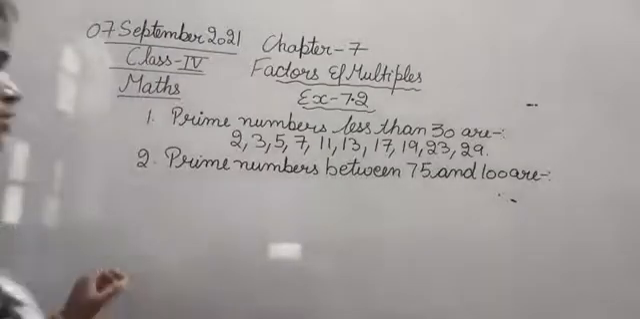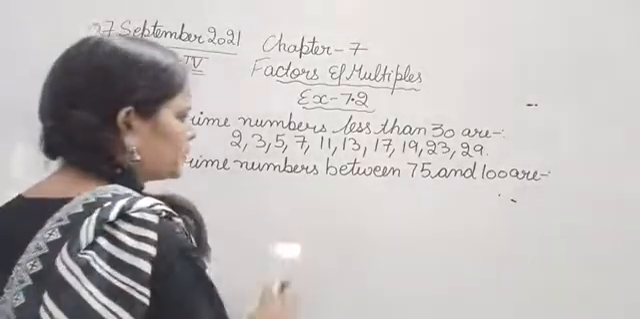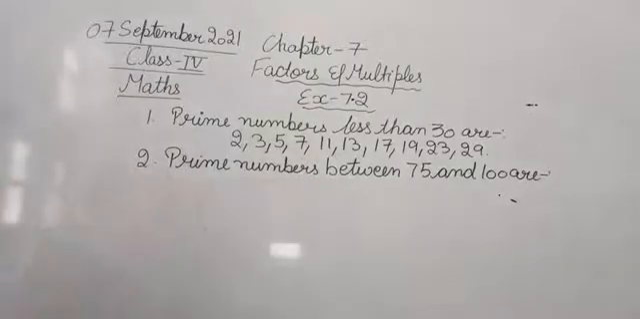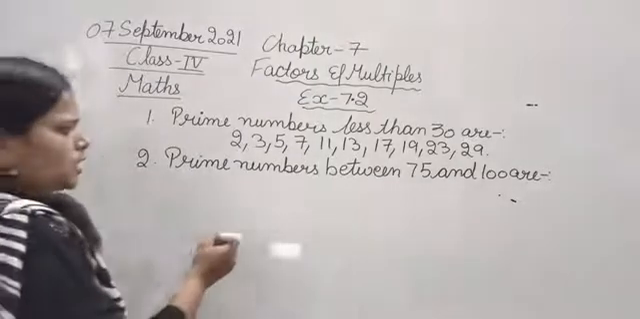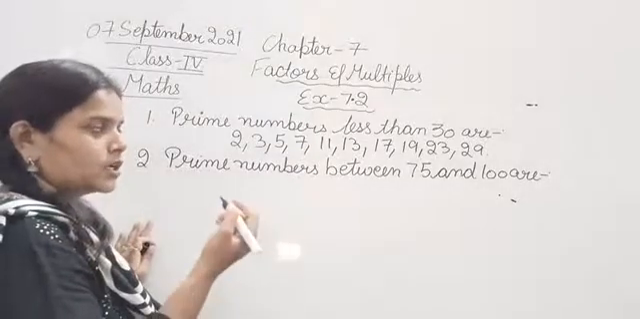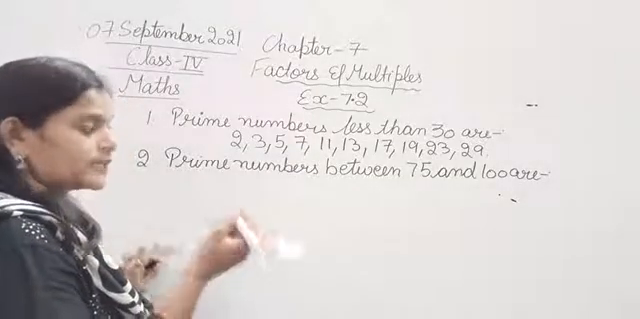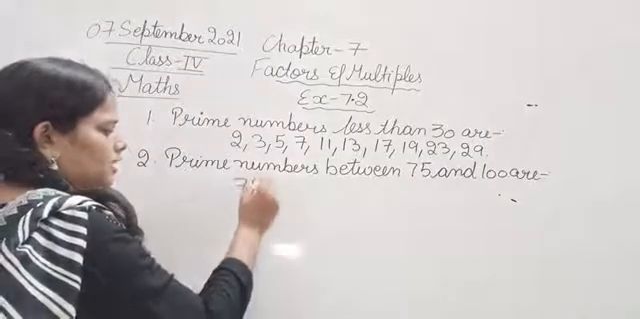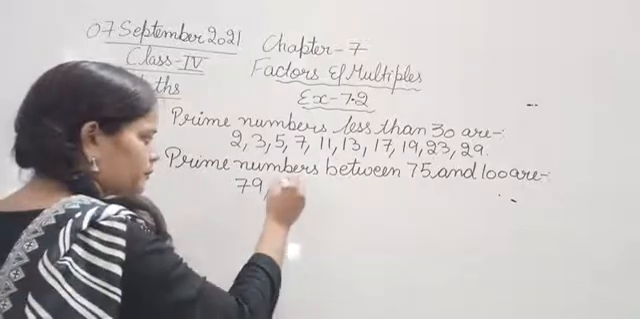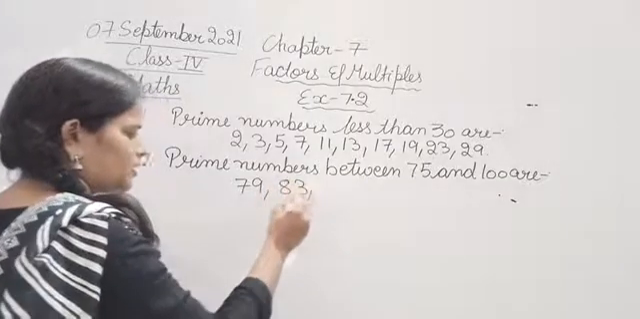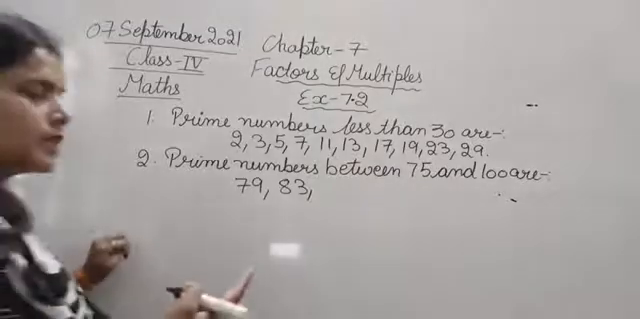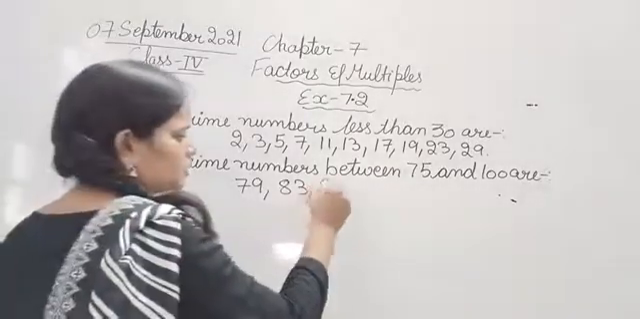Okay, so let's write down the prime numbers between 75 and 100, meaning the numbers which have only 2 factors. 76 is not a prime number, 77, 78, that is 79. After 79, 80, 81, 82, 83. 83 is also there. 84, 85, 86, 87, 88. Then it will be 89.